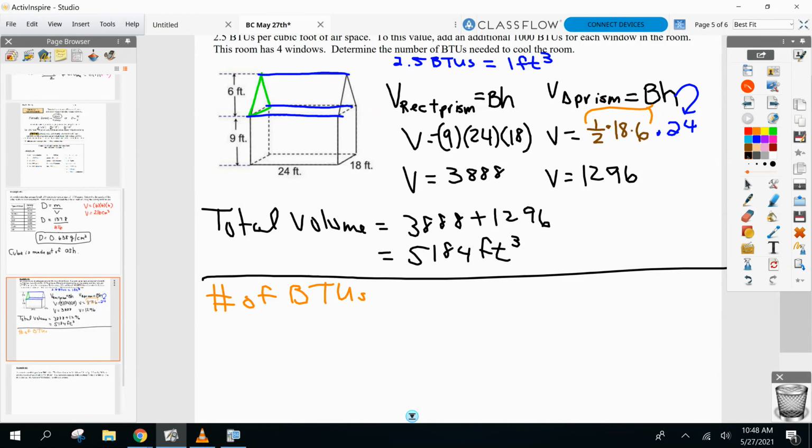Here we go again. 2.5 BTUs equal 1 cubic foot. There's the conversion. Make a proportion out of it. Volume goes with volume. 5,184 right here. How many BTUs is what I'm looking for? Makes it pretty easy if you multiply or divide now, if you solve this proportion. So what am I going to have to do? Divide or multiply? Multiply by 2.5. So going back here, 5,184 times 2.5. 12,960 BTUs.